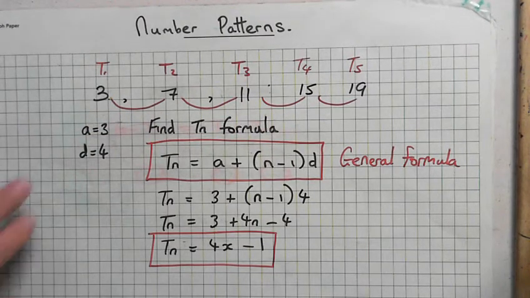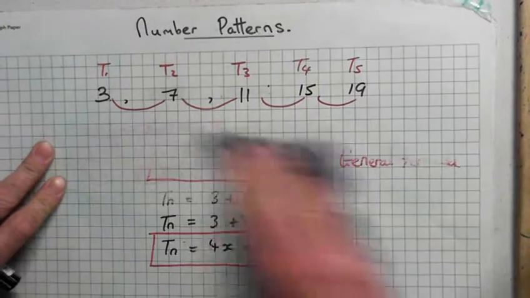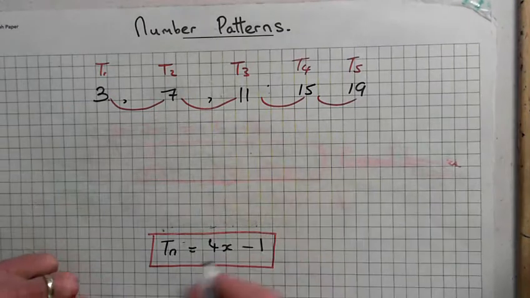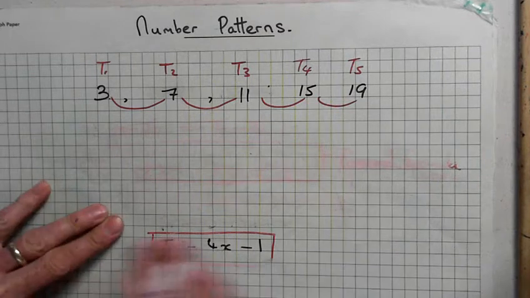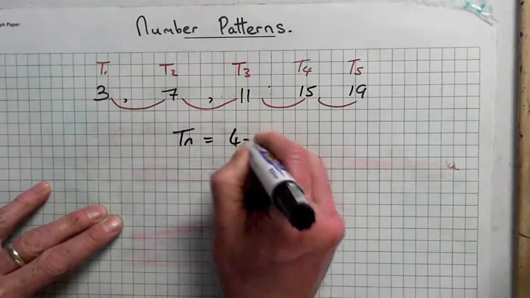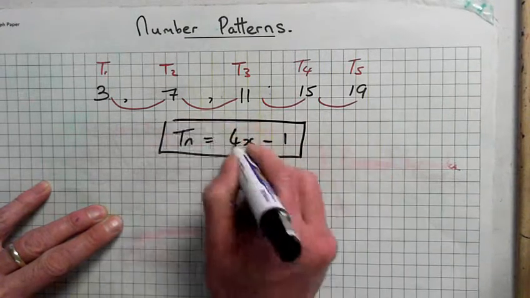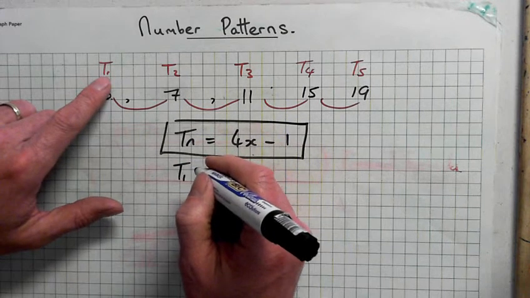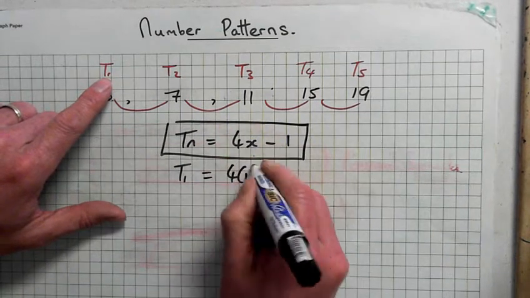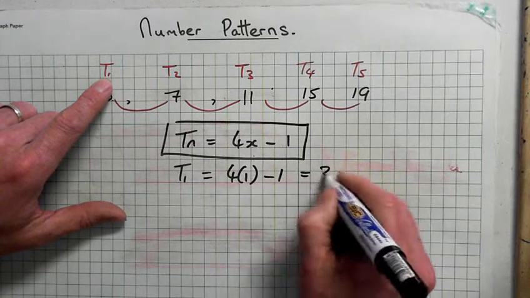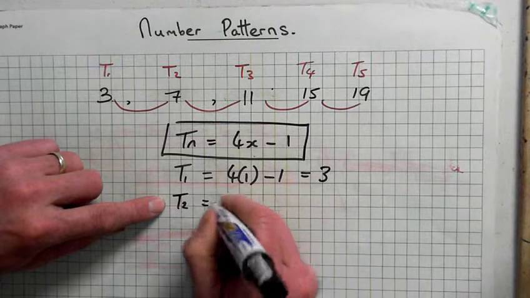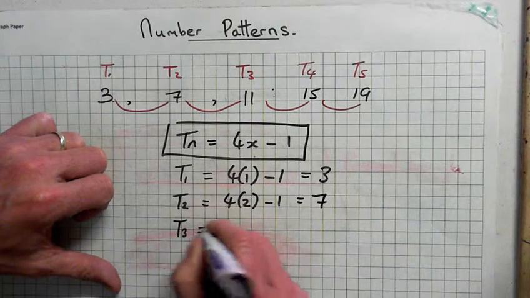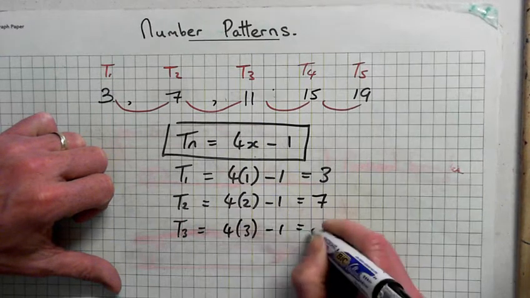We can check that that's correct, that it is the formula. How do you check that it is the formula? Just put in 1. How do you check that this is the correct formula for this sequence? Yeah, you put 1 in. See T1. 4 times 1 minus 1, which is 3, isn't it? And then we'll put in 2. 4 times 2 minus 1, and it is 7. And then T3. 4 times 3 minus 1 is equal to 11.